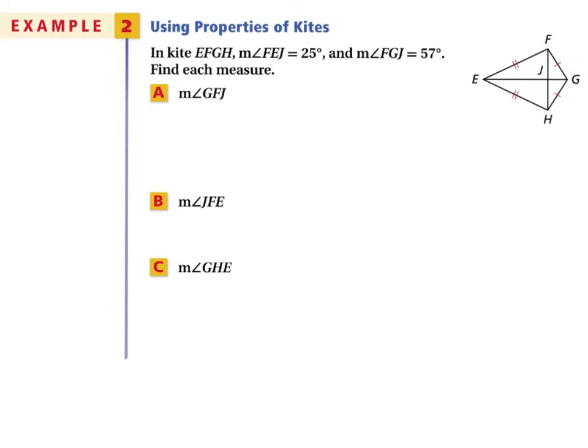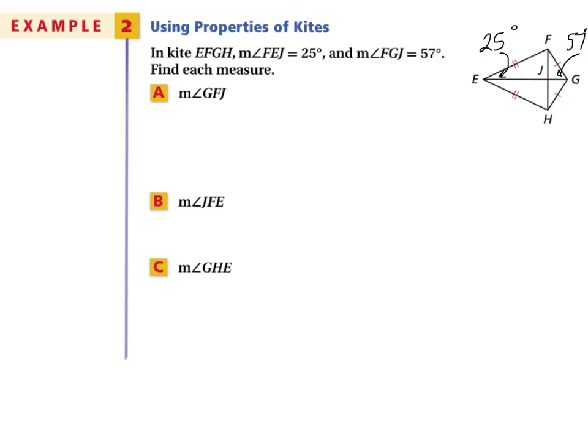We want to find the measures of each of these angles. So we know that in this kite, the measure of angle FEJ, which is this angle right here, is 25 degrees. The measure of angle FGJ, which is this angle, is 57 degrees. Find each measure. So the measure of angle GFJ. Let's start there.